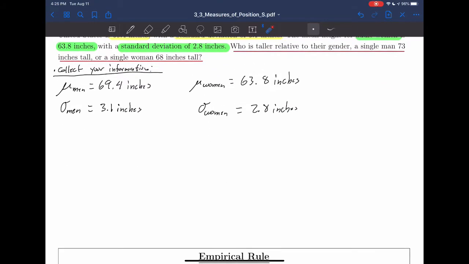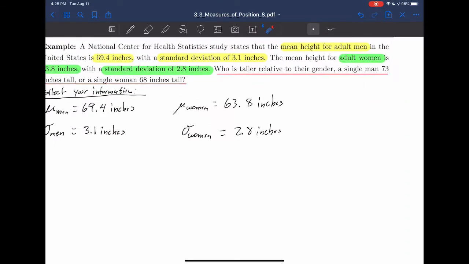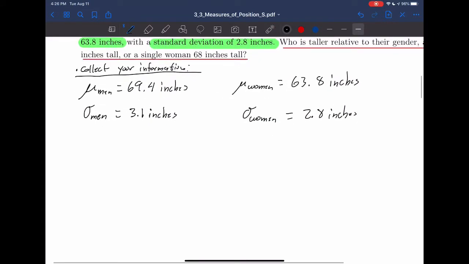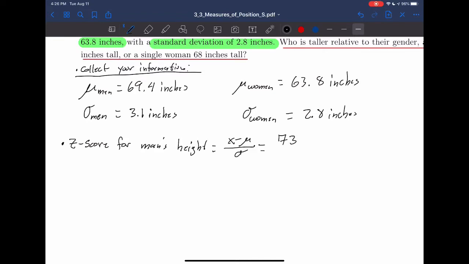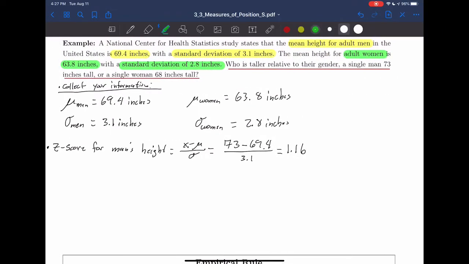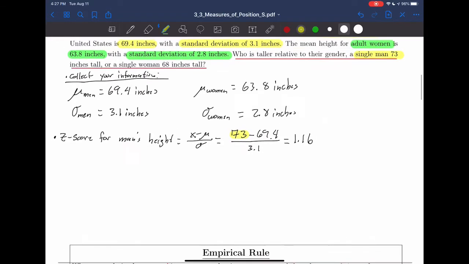Now what we want to do is calculate our z-scores. For the man's height, if you look at the formula, it's the data value minus the population mean over the standard deviation. So this will be 73 minus 69.4 over 3.1, which gives us 1.16. And remember, I got this 73 from the data value that we're comparing, which is the man who's 73 inches tall.